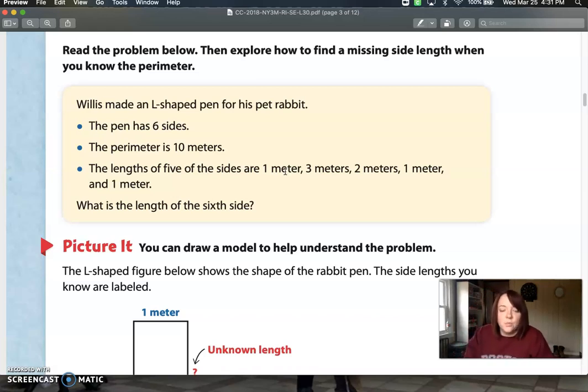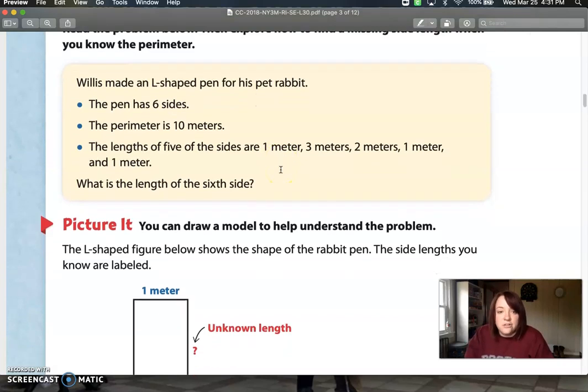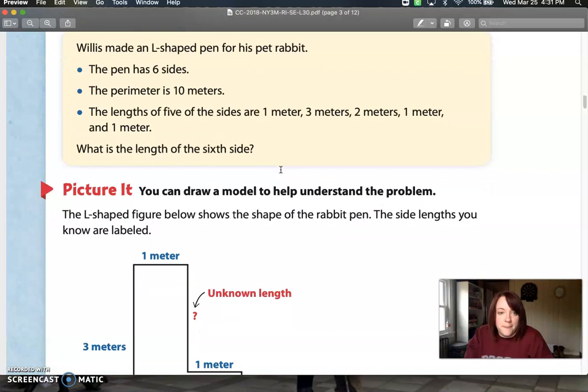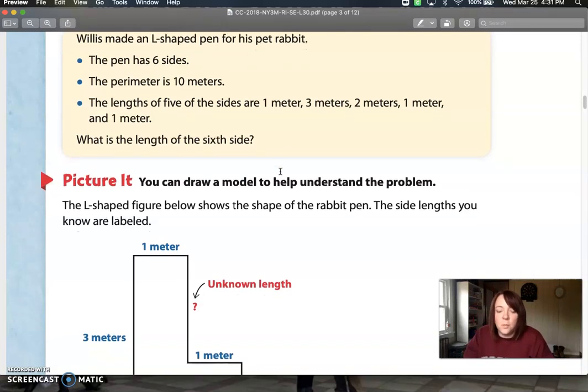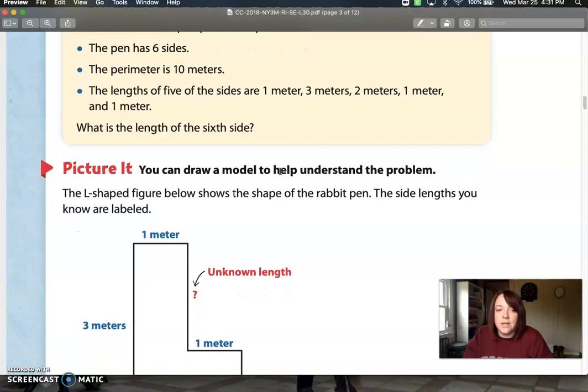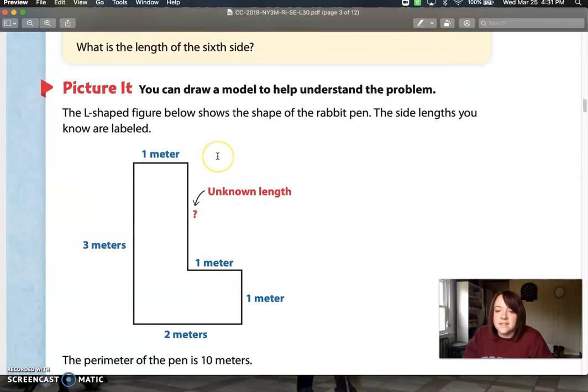Okay, so we need to read this problem below, and then we need to explore how to find the missing side length. Willis made an L-shaped pen for his pet rabbit. A pen is like an enclosure or a cage. The pen has 6 sides. That's different from our 4 that we just talked about. The perimeter is 10 meters. The lengths of 5 of the sides are 1, 3, 2, 1, and 1. What is the length of that 6th side?